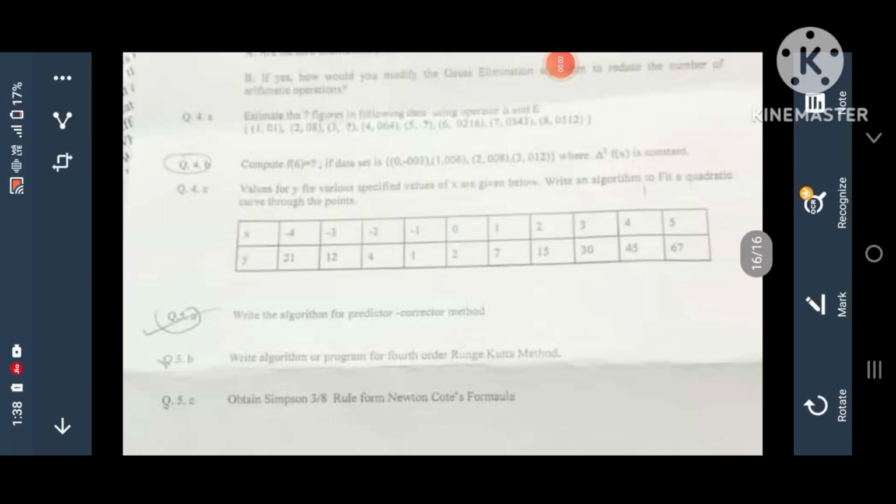So our question number 5, part C is: obtain Simpson's 3/8 rule from the Newton-Cotes formula. So now let's start the solution.